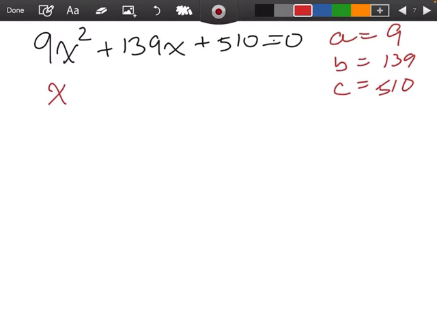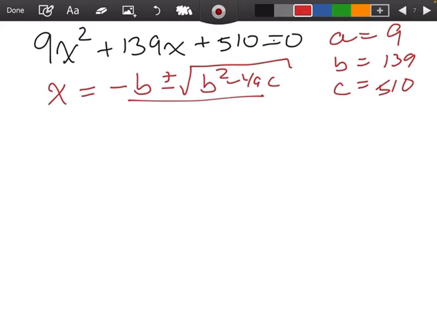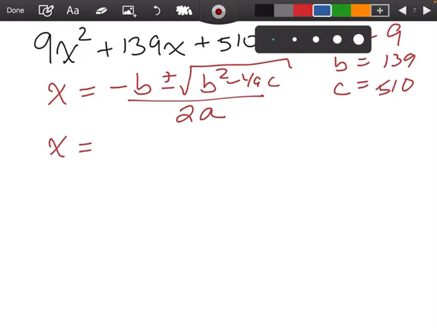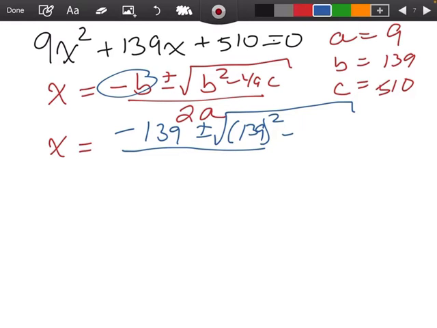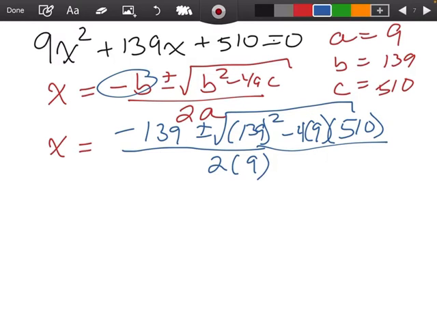If you remember, the quadratic formula says x is equal to negative b plus or minus the square root of b squared minus 4ac, all over 2a. Like I said, it's corny, but when people are taking the test, they do all that kind of fun stuff. So let's start plugging in. First it says negative b, so let's put a negative. B is 139, plus or minus the big square root of b squared, 139 squared, minus 4 times a times c, all over 2 times a, which is 9.